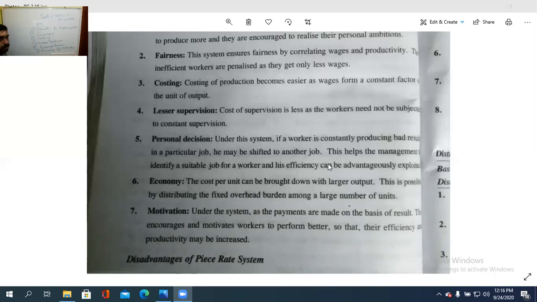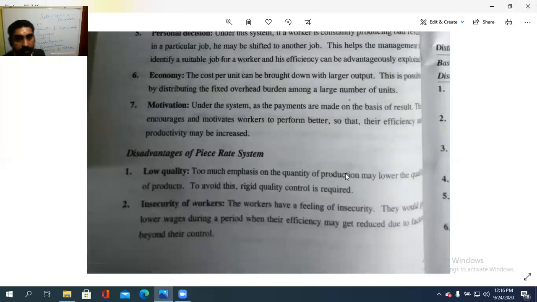Then the economy, to be brought down cost, and motivation. So, അതായത് കൂടുതൽ ഔട്ട്പുട്ട് പ്രൊഡ്യൂസ് ചെയ്താൽ കൂടുതൽ ബെനിഫിറ്റ് ഉണ്ടാകുന്നു. അപ്പൊ എന്ത് ചെയ്യുന്നു? Employees, or the workers, are getting more motivated, enthusiastic, efficiency is increased, and also the productivity is increased. Then, along with that, disadvantages of a piece rate system.